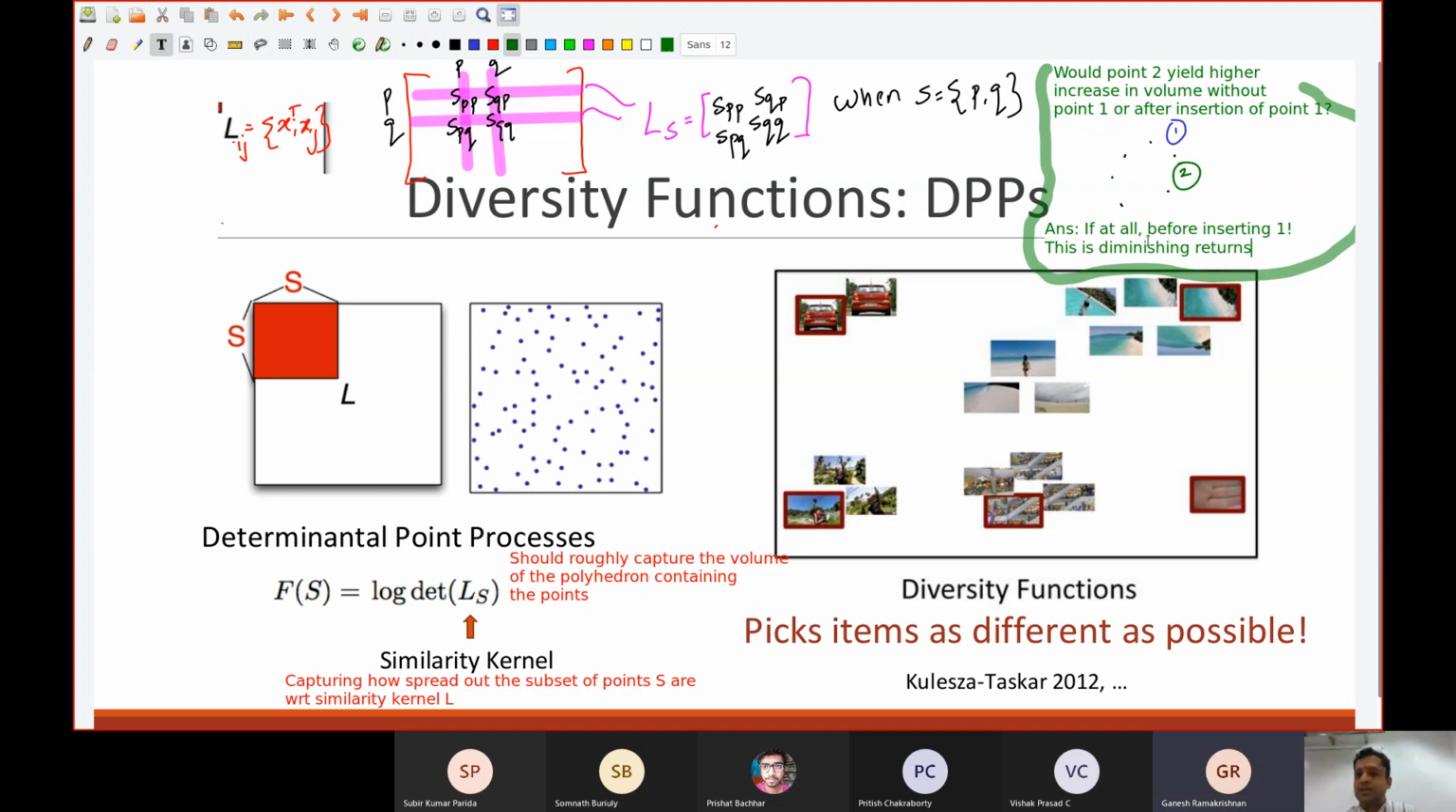Okay, so all this implies submodularity. That log det should be submodular. In general, diversity functions need not be submodular. But log det is indeed submodular. Do you think it's monotone? Do you think it will increase every time I add a new point?